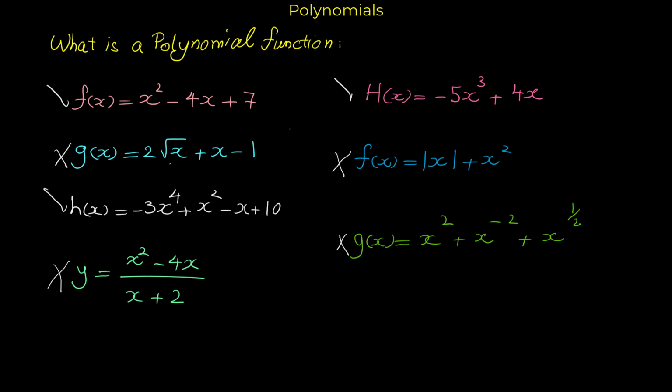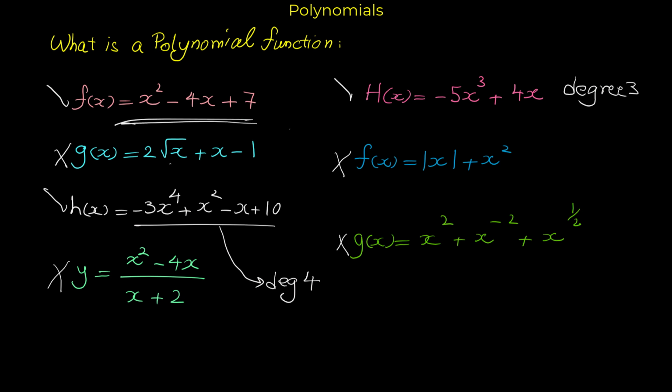So what is the degree of h of x? This polynomial is basically of degree 3. What is the degree of this polynomial? This polynomial is of degree 4 because the highest degree of x or highest power of x that appears in the equation is 4. What about our first example here? What is the degree of this polynomial? This polynomial is of degree 2 because the highest power of x is 2.